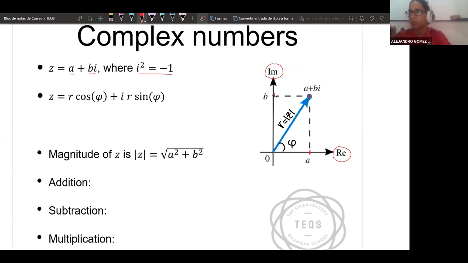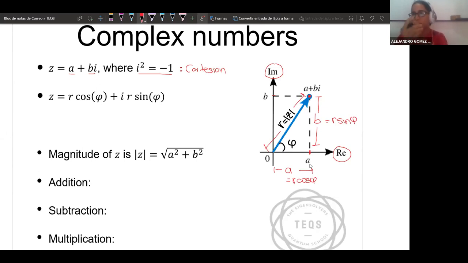This first way is the Cartesian way of representing a complex number. But we can also represent it in other ways, such as the polar way. For the polar way, we need the magnitude or the length of the number and the angle that it forms with respect to the real axis. We can use some simple trigonometric relations. So this is b and this equals r sine of a, and this is a, or this equals r cosine of a.